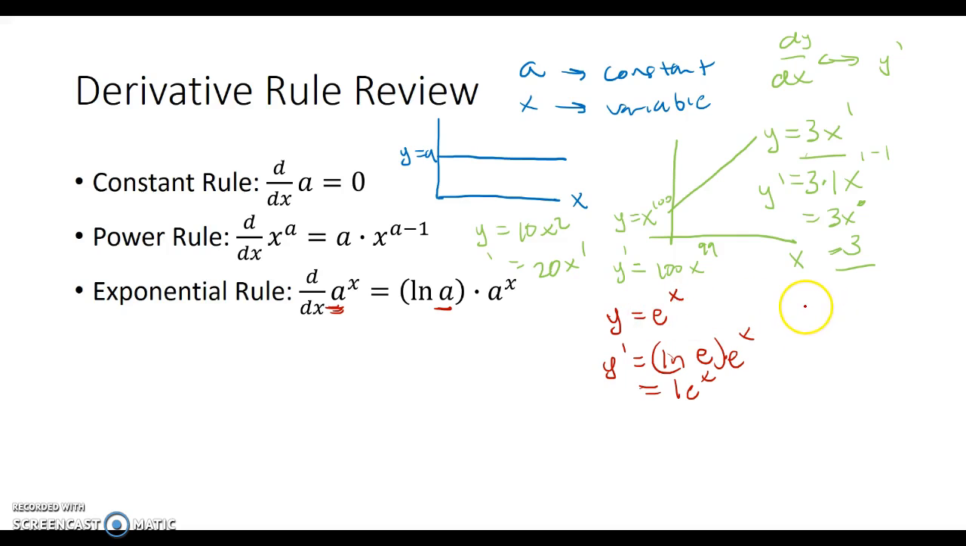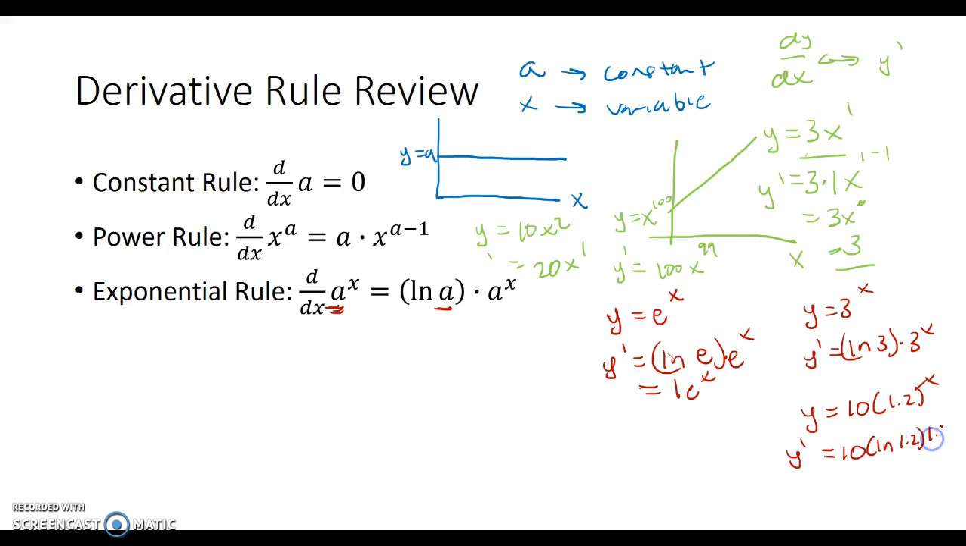Okay, we could also write something like y equals 3 to the x, and its derivative would be the natural log of the base times the base to the x power. Or I could even have maybe something like 10 times 1.2 to the x power. Well, the coefficient, if you think about it, when I take a derivative, the coefficient doesn't really affect the rate of change of the variable component. So we get the natural log of 1.2 times 1.2 to the x.